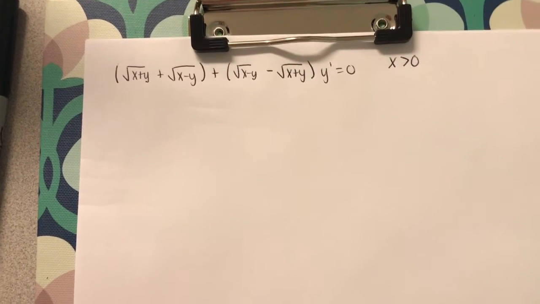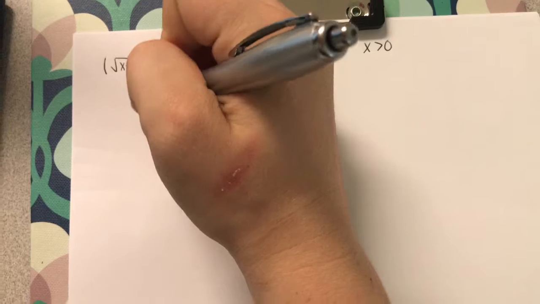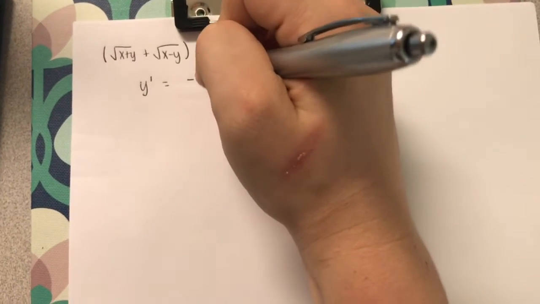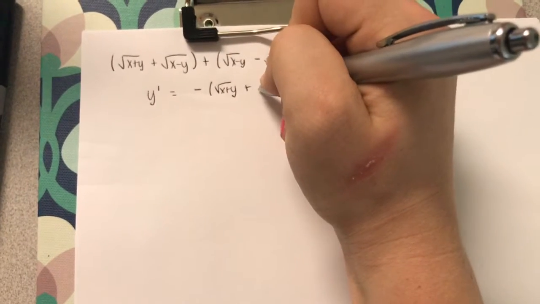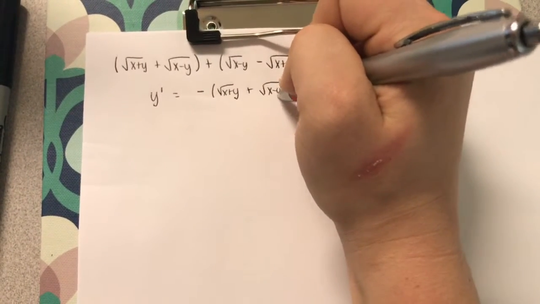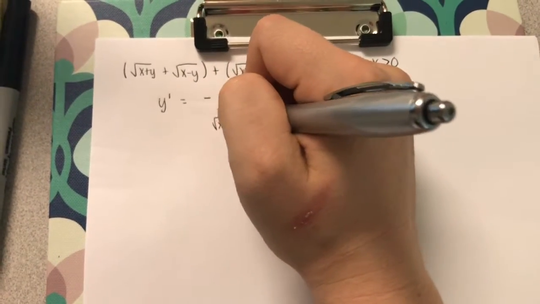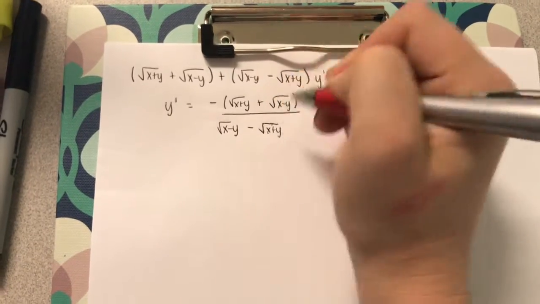But first, in order to do that, I'm going to solve for y prime. So I'm going to isolate y prime on the left, and I'm going to get negative the quantity square root of x plus y plus the square root of x minus y, divided by the square root of x minus y minus the square root of x plus y.